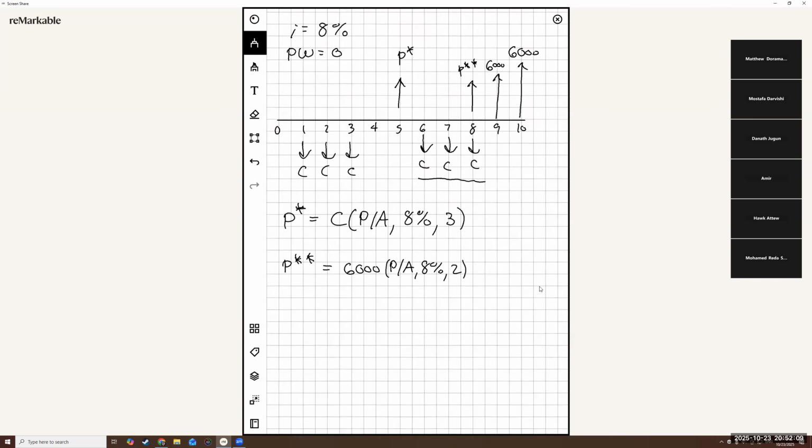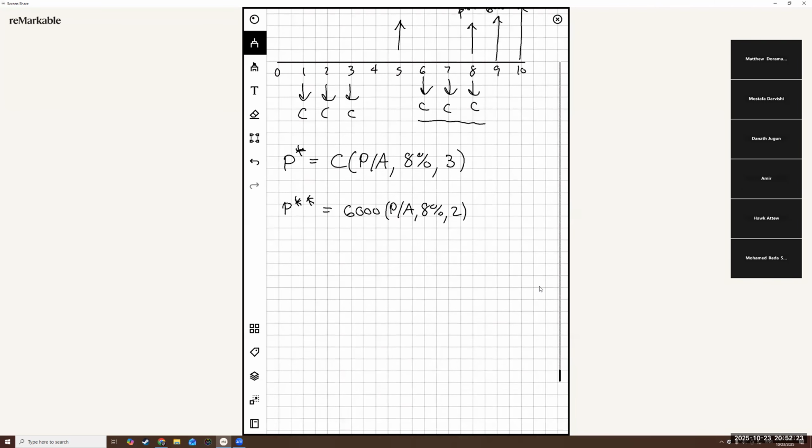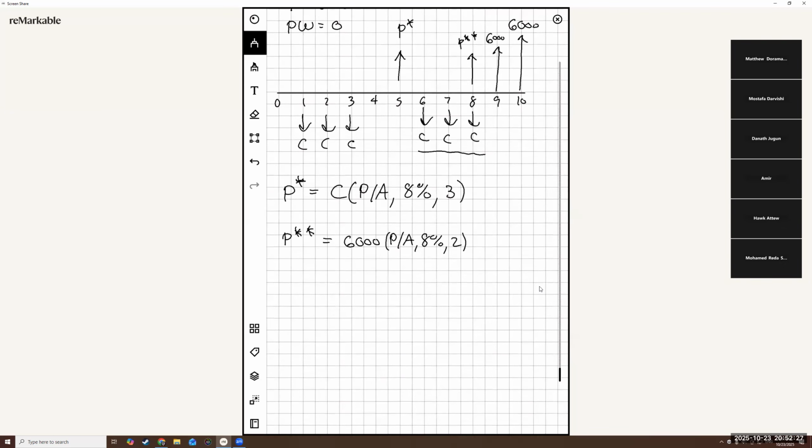So just to keep in mind that this P star value is the equivalent of these 3 C's, and this P star star value is the equivalent of these two 6,000s. Okay? So when I do the calculation, I'm not going to repeat the C's or the 6,000, but if I take the present worth which is equal to 0.